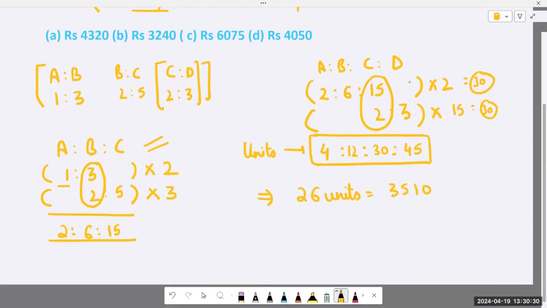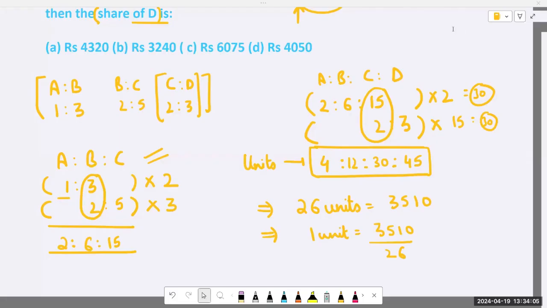The value can be anything, the unit can be anything. It just depends on the question. So 1 unit will be equal to 3510 divided by 26 here. If we divide them, we get the value as 135.